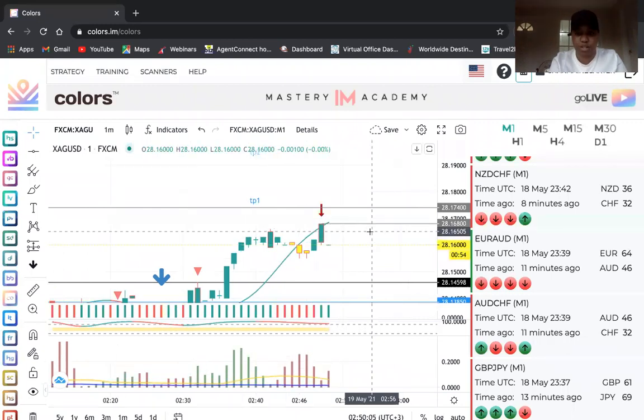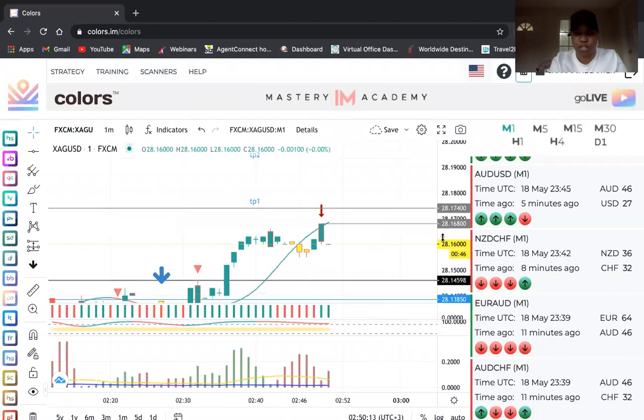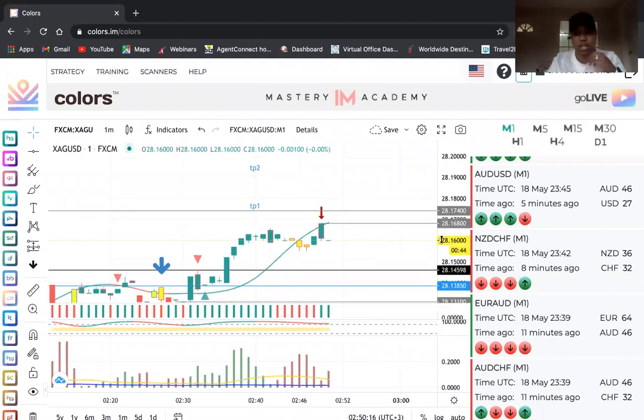All right, let's see. We have an arrow right here, right on our TP1. The arrow came up. So let's see. We're still in, guys, still in. So unless the red box comes up, guys, we are not exiting, right? As you can see, buyers are still in control.